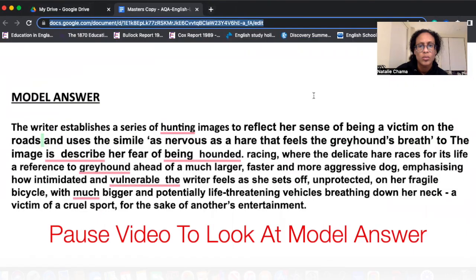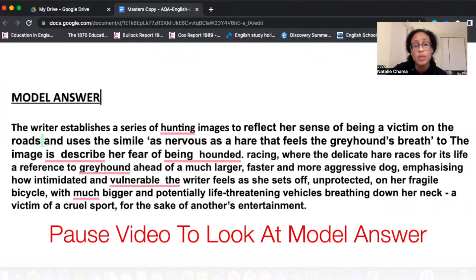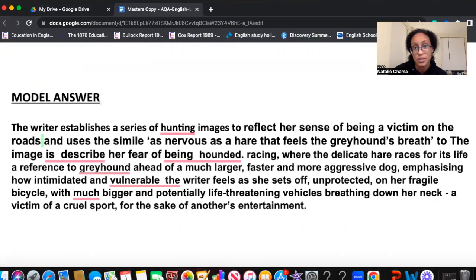answer that will look something like this. The writer establishes a series of hunting images to reflect her sense of being a victim on the roads, and uses the simile 'as nervous as a hare that feels the greyhound's breath'. The image is described her fear of being hounded. Racing, where the delicate hare races for its life, a reference to greyhound ahead of a much larger, faster and more aggressive dog, emphasizing how intimidated and vulnerable the writer feels as she sets off unprotected on her fragile bicycle with much bigger and potentially life-threatening vehicles breathing down her neck, a victim of a cruel sport for the sake of another's entertainment.